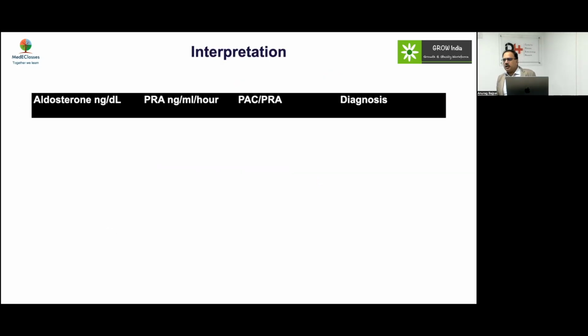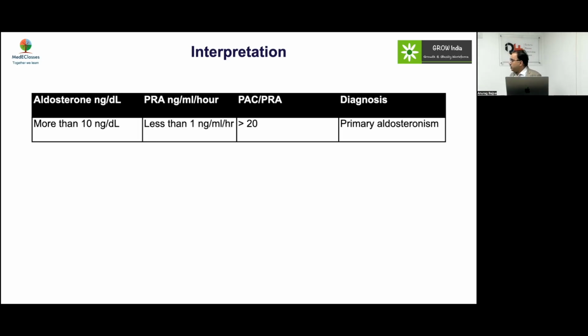Now, how do you interpret this? What I'm doing now is using PRA, plasma renin activity, which is more commonly used. And I would prefer that because it's a better bioassay. And the ratio between aldosterone and plasma renin activity is the ARR, the plasma aldosterone to plasma renin ratio. If aldo is more than 10 and renin is undetectable.